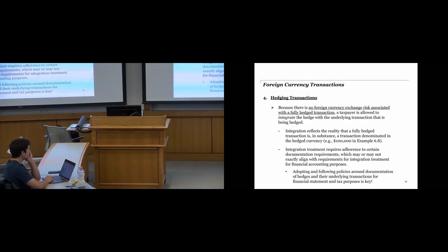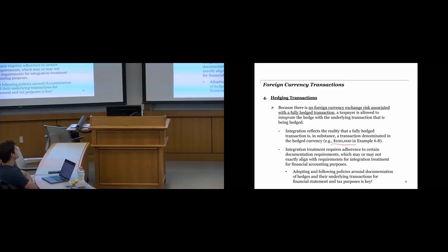Okay. So in that example, because there is no foreign currency risk associated with a fully hedged transaction, so I matched the amounts, I matched the dates, a taxpayer is allowed to integrate the hedge with the underlying transaction that is being hedged. This reflects that the reality of a fully hedged transaction is in substance a transaction denominated in the hedged currency. So I get this $100,000 is my purchase price in example 6. I am not exposed to this.